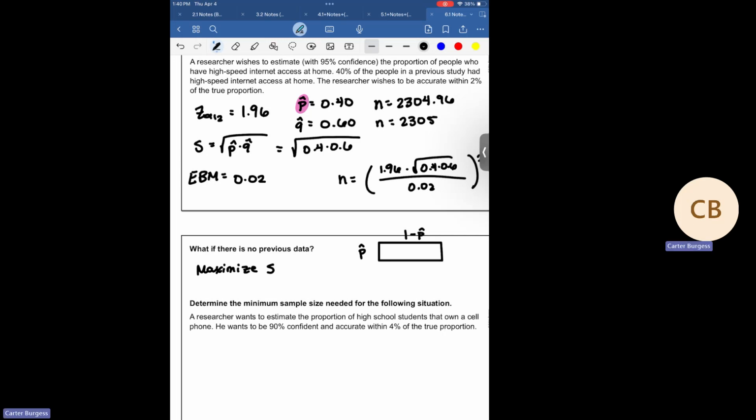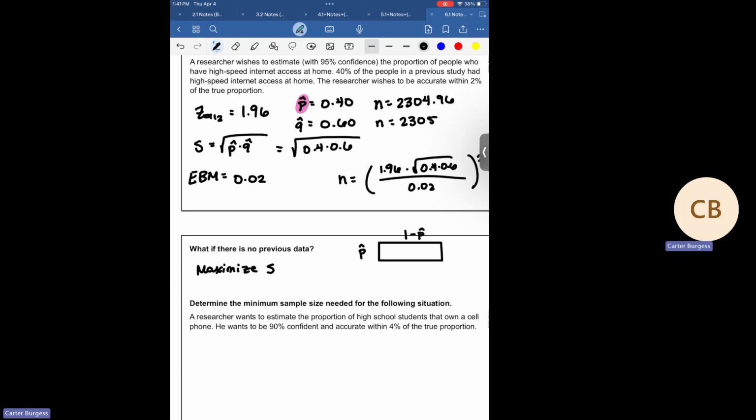Maximize s. S is derived by multiplying these two quantities together. We could turn this into a geometry problem. How do we maximize this area? What shape would we need in order to maximize it? Should we make p really, really small and 1 minus p really, really long to stretch it out really thin? Should we do something else? What should our approach be to maximize it?